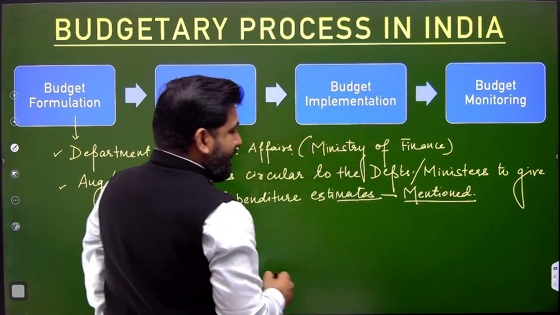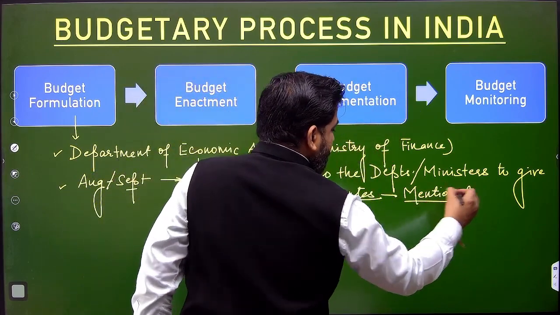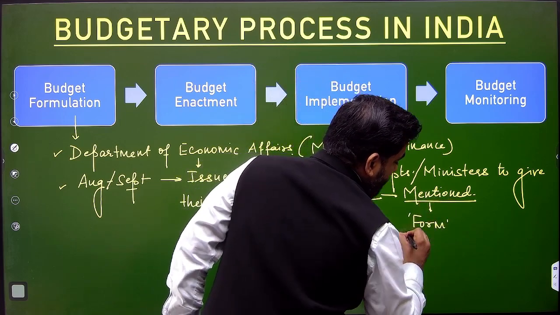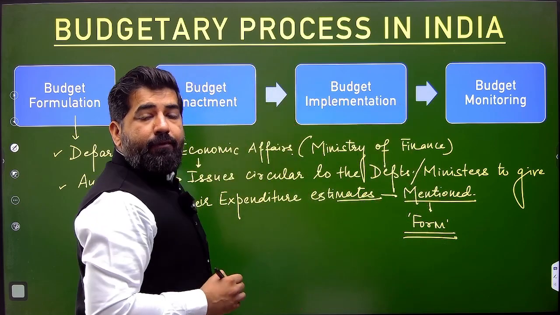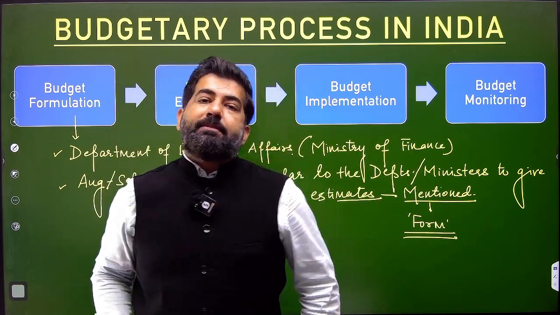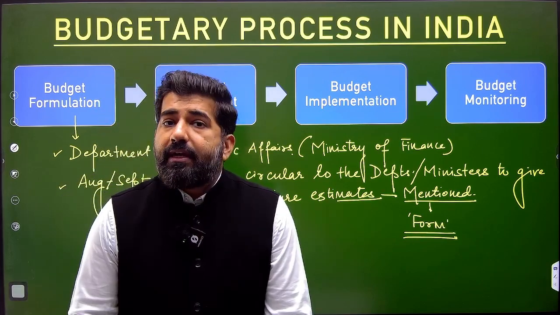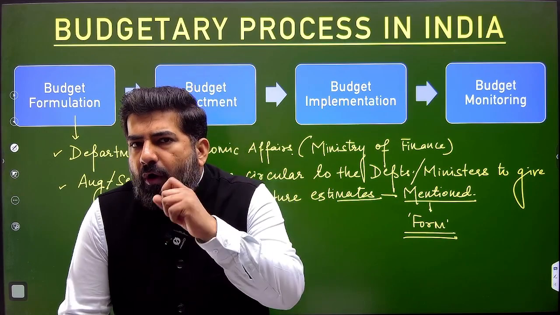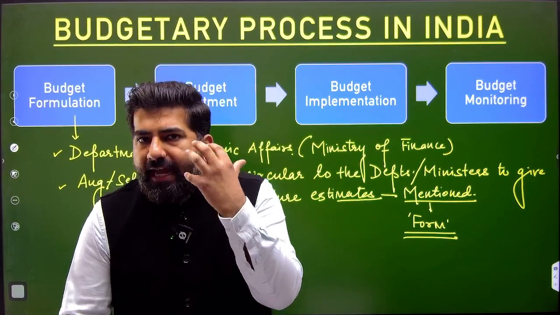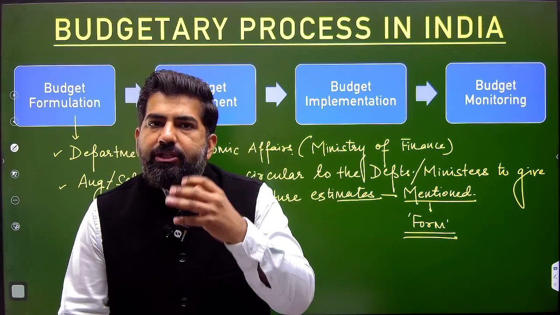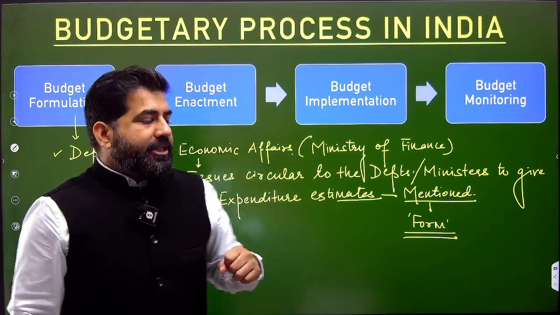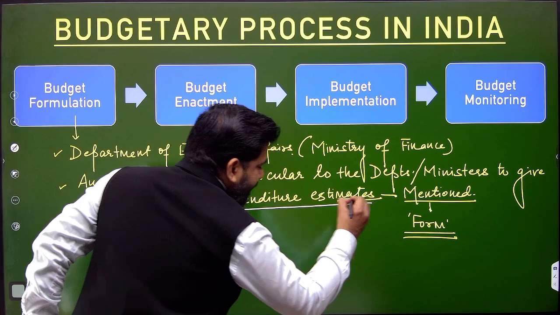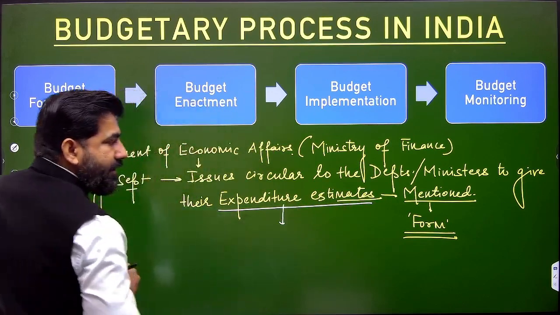जो फॉर्म होता है ना एक्सपेंडिचर एस्टिमेट्स, the form is mentioned in the circular, that in what form you have to give your estimates, that is mentioned in the circular itself. Clear? And sir, what is in that form? Sir, what estimates are given by the ministries or department there? Let me tell you, the estimates which you generally see, that comprises of 4 type of estimates.